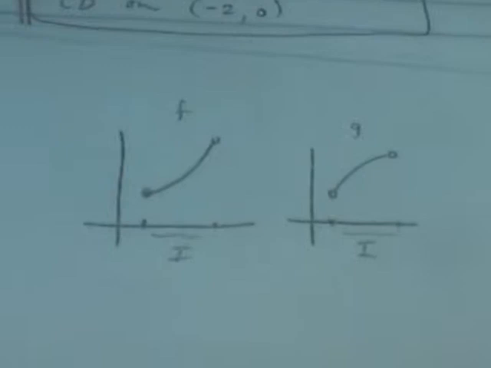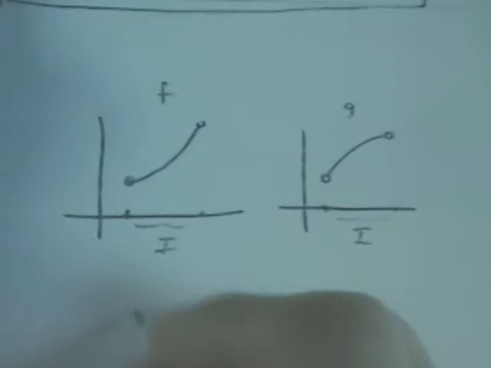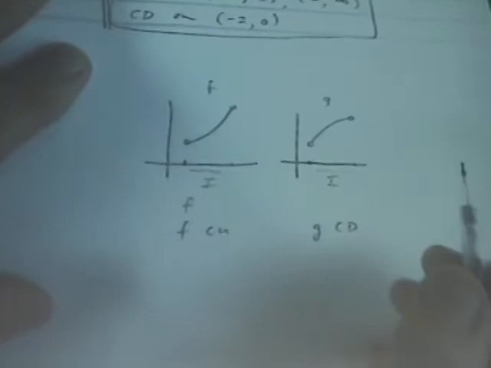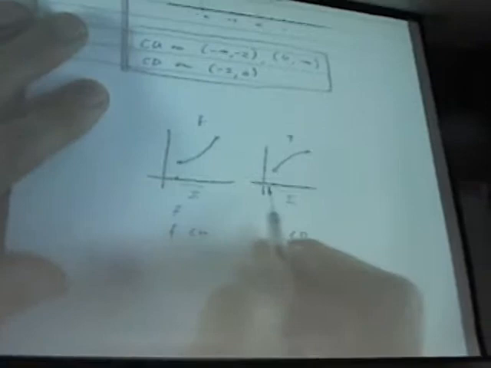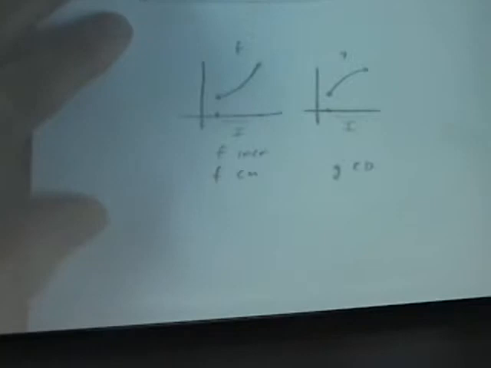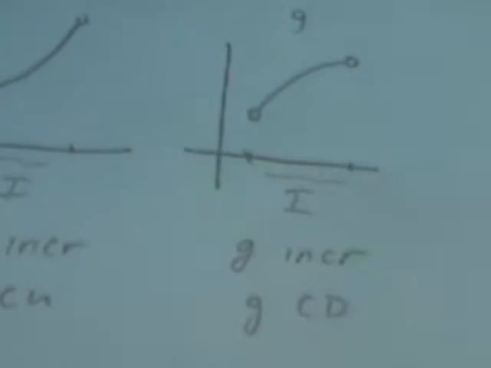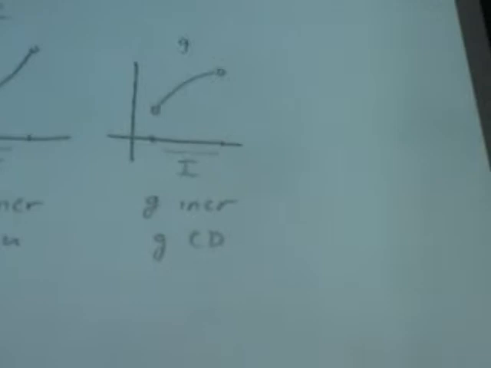Is f concave up or concave down on I? Concave up. What about g? Concave down. So f is concave up, g is concave down. Is f increasing or decreasing? It's increasing. That's not a trick question. What about over here? Is g increasing or decreasing? Increasing. Yeah, it's increasing, right? It's rising as you look from left to right. So here we have two functions, both of which are increasing. The first one is concave up, and the second is concave down.